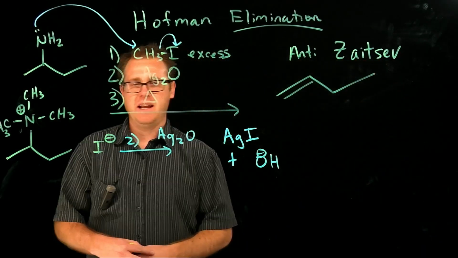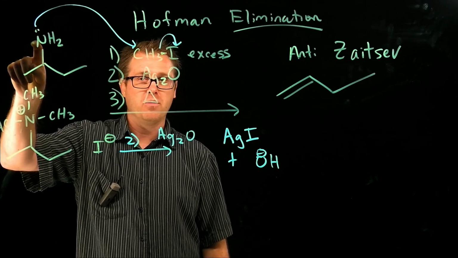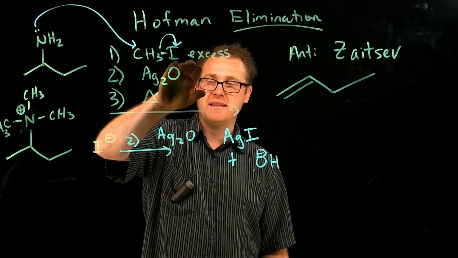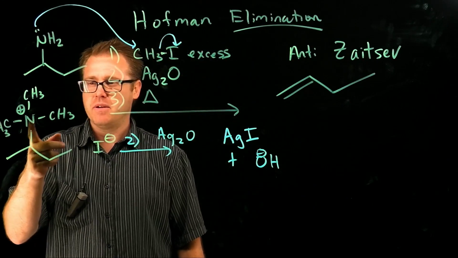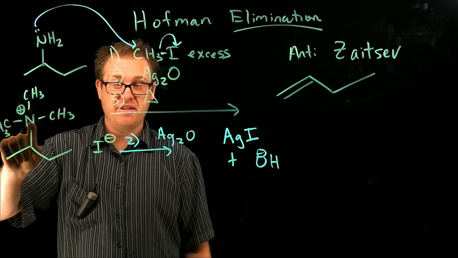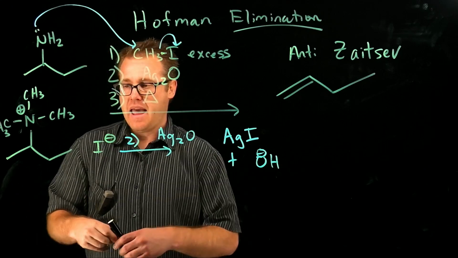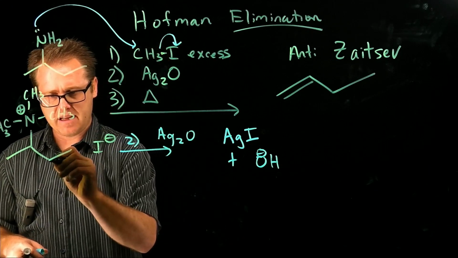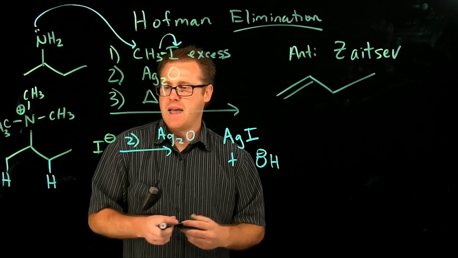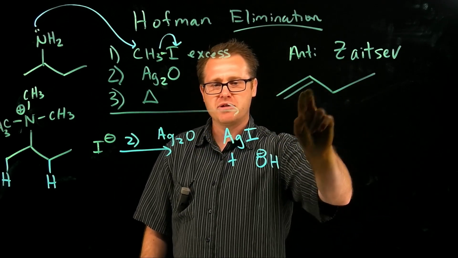Now what's interesting here is that amines are horrible, horrible leaving groups. But when we treated it with excess methyl iodide, what did we do? We made the quaternary ammonium salt. Now this nitrogen atom is a good leaving group. And so what we see here is that we have a proton there and a proton there. And I've already shown you the product. It's the alkene right there.